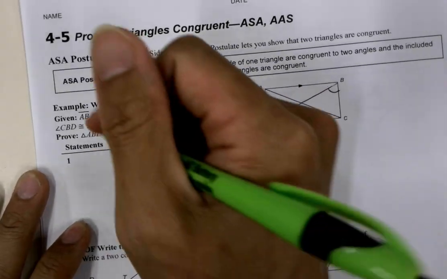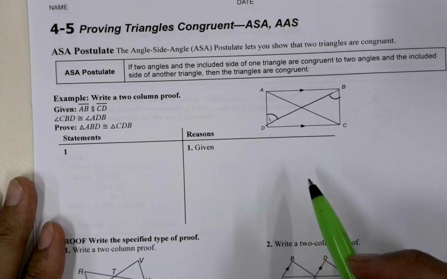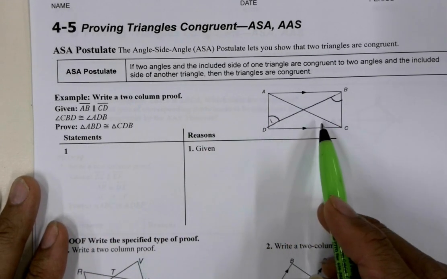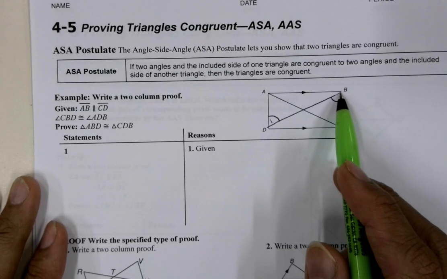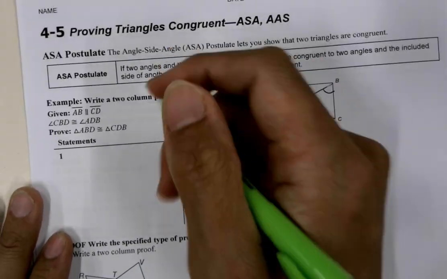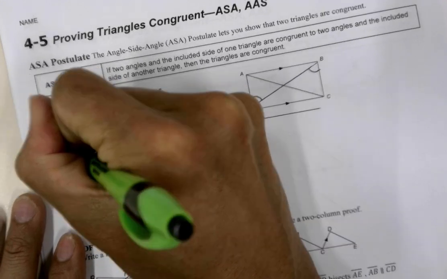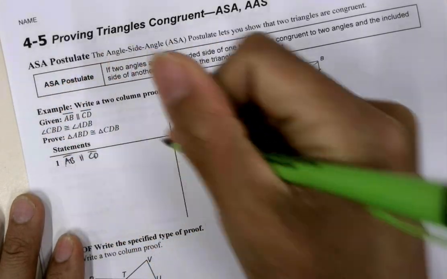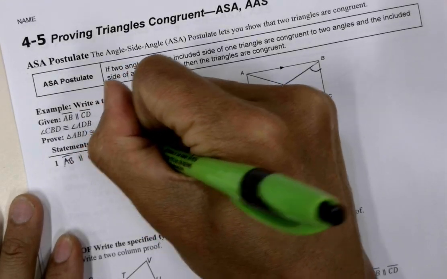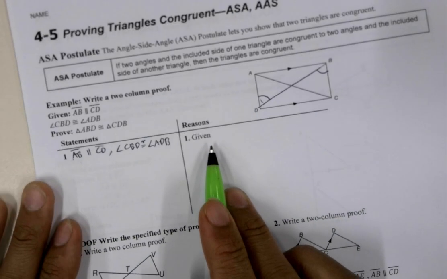So the first statement we're going to have is, and then we're supposed to prove that ABD is congruent with CDB. Okay, so this figure is drawn incorrectly. There shouldn't be this diagonal, right? So then statement 1 is going to be that AB is parallel with CD, and also that angle CBD is congruent with angle ADB, and then that's given.